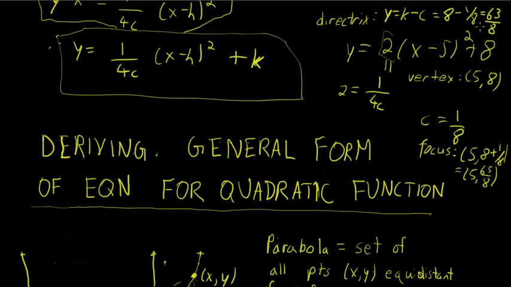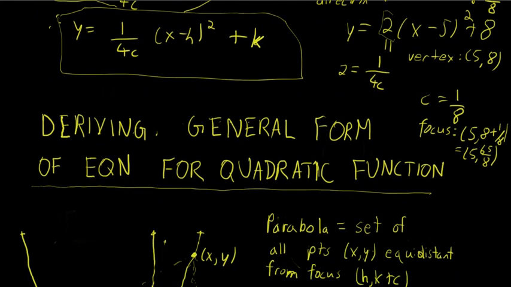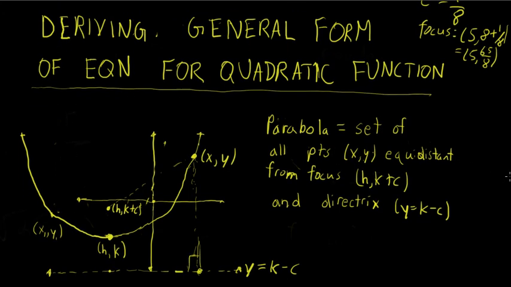So hopefully that gives you some insight into how we got this equation of a parabola from the mathematical definition of a parabola being the set of all points equidistant from a focus h, k plus c and a directrix y equals k minus c.